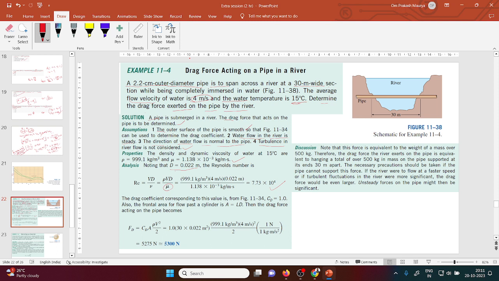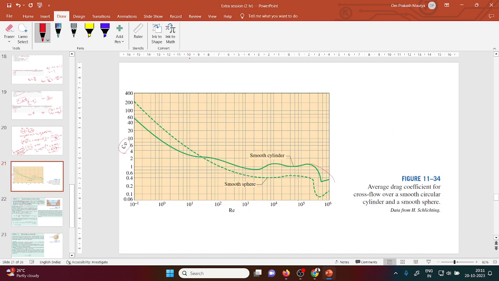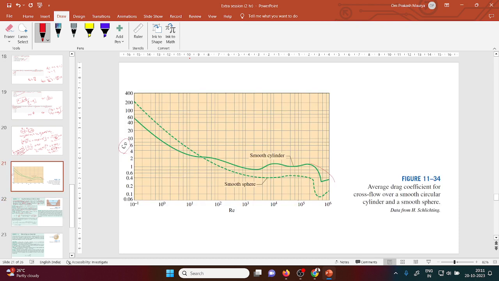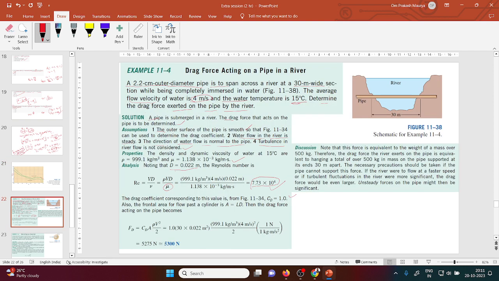The drag coefficient corresponding to this value, from the figure, I think figure 34. If you take figure 34, your CD corresponding to 7.73 into 10 to the power 4, if you see here, 10 to the power 4 for a smooth cylinder, this comes almost around 1. So that is why here CD is equal to 1.